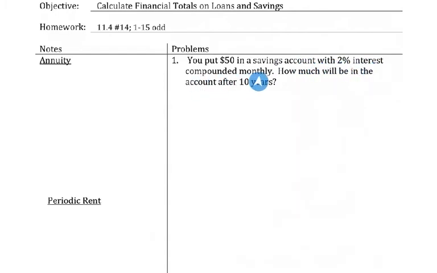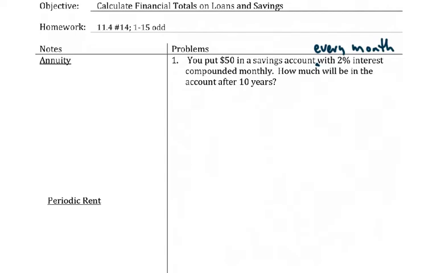So, for example, here in number 1, we're looking at you put in $50 in a savings account with 2% interest compounded monthly. That would be a compound interest problem. Now, let's say instead of that, you put in $50 every month. Now you have what's called an annuity problem because you're adding in more money as well as earning interest on whatever was in there already. So things are going to add up faster, so you're going to need a new formula.